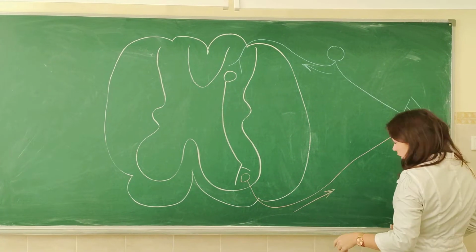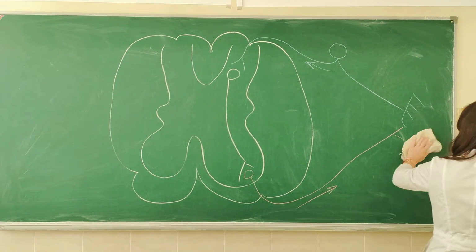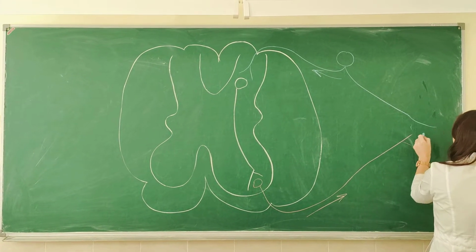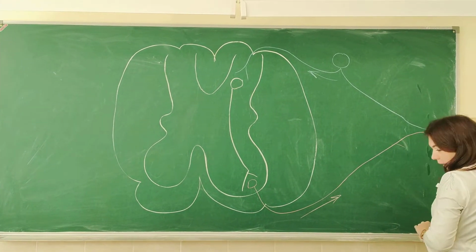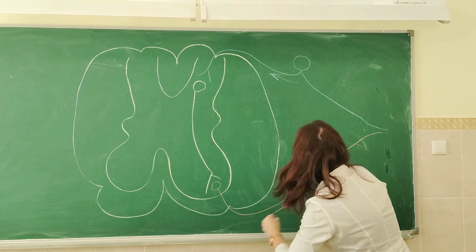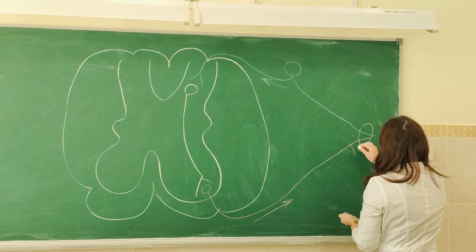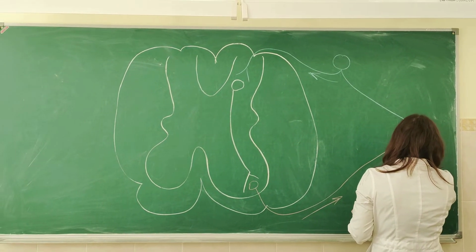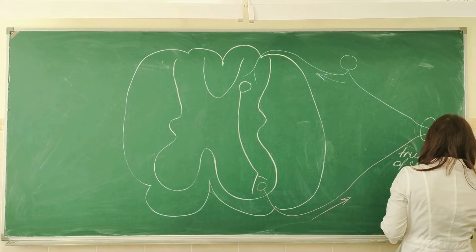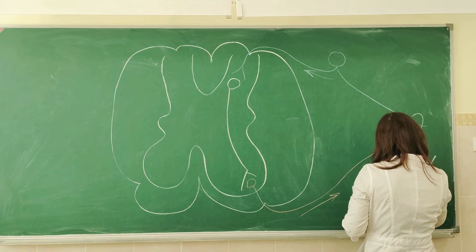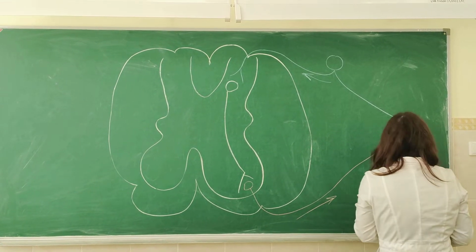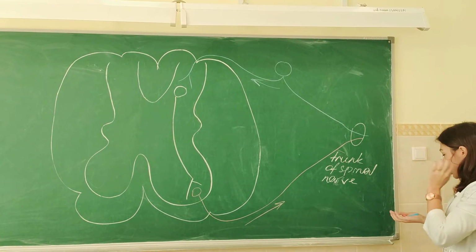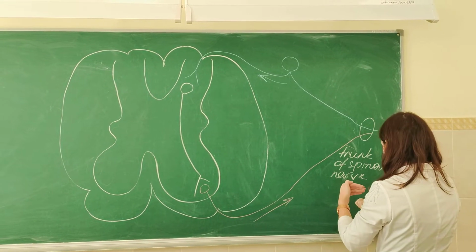At the region of the intervertebral foramen, these 2 roots, dorsal and ventral, as we also saw, join together and form the trunk of the spinal nerve. This is the trunk of the spinal nerve. It's very short, 1 to 1.5 centimeters. And after leaving through the intervertebral foramen, each trunk of the spinal nerve is further divided into branches.